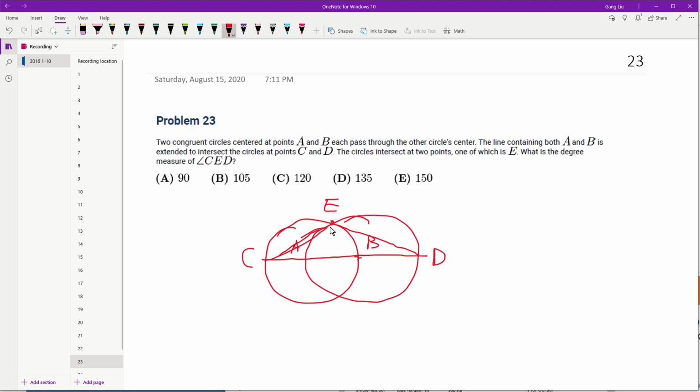So this one is an equilateral triangle AEB, and that's 60. And this is an isosceles triangle ACE, and this is 60, and so this is 30, and this is also 30. This is 30. So CED is 30 plus 60 plus 30 equals 120.